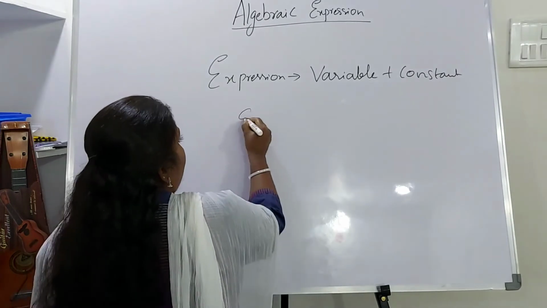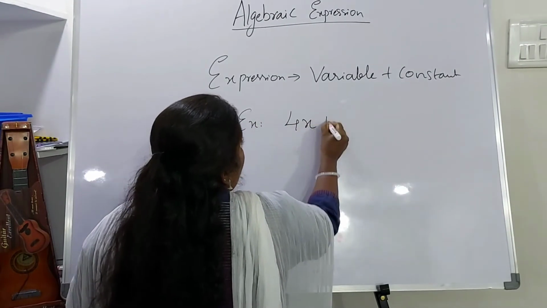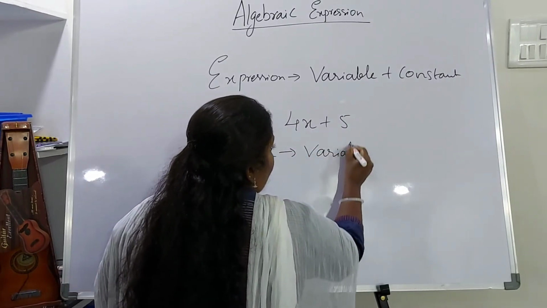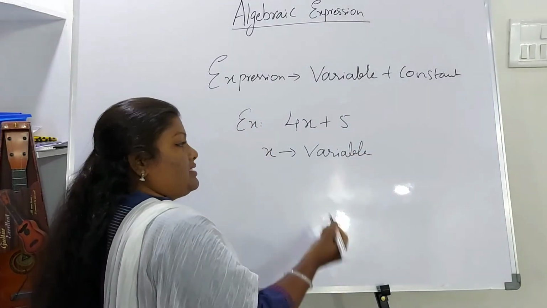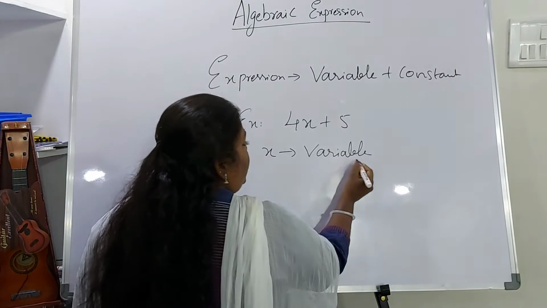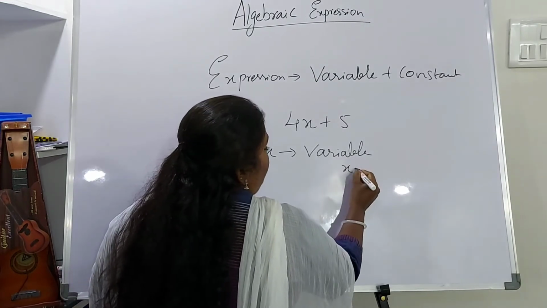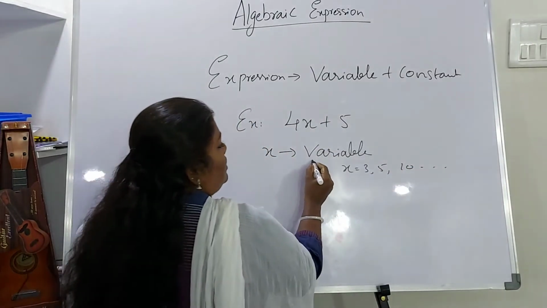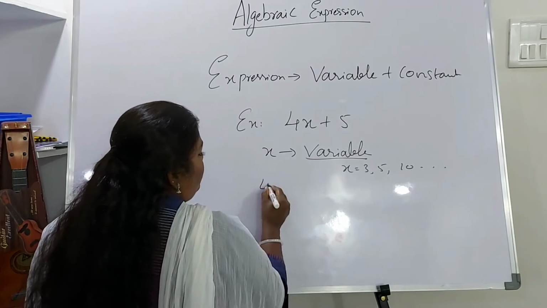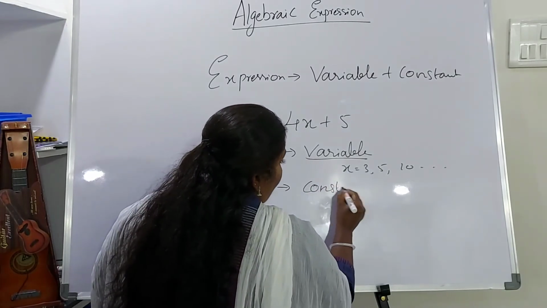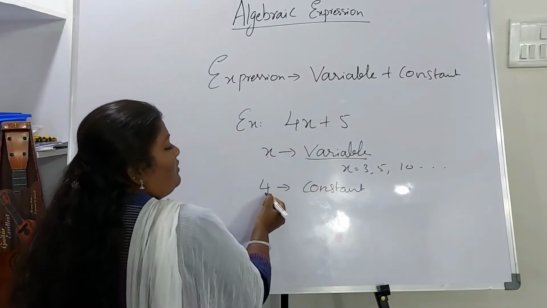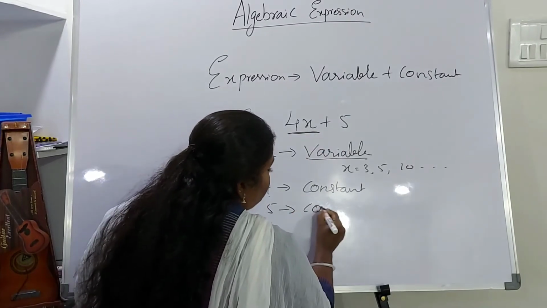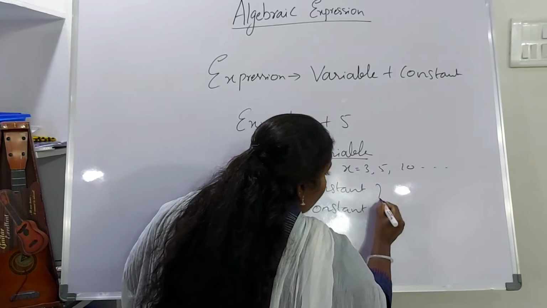For instance, 4x plus 5. Here x is variable. Now variable can accept any value, so it can be any value. For instance, x can be 3, 5 or 10 and so on. It can accept any value, so it is named as variable. Whereas 4 is constant, so x is multiplied with 4 and we got it as 4x, and 5 is again constant. So constant is nothing but a fixed value.